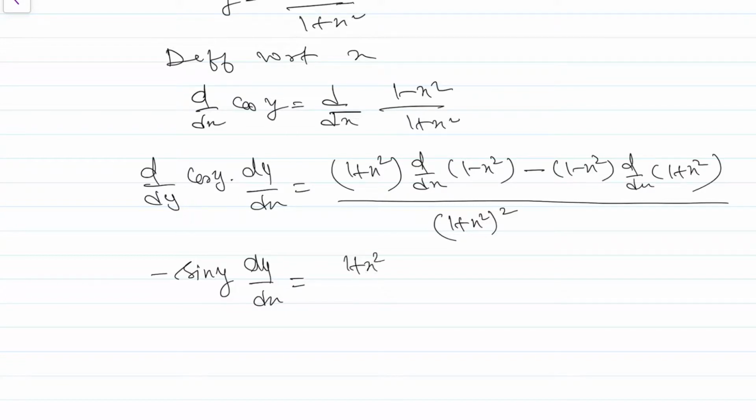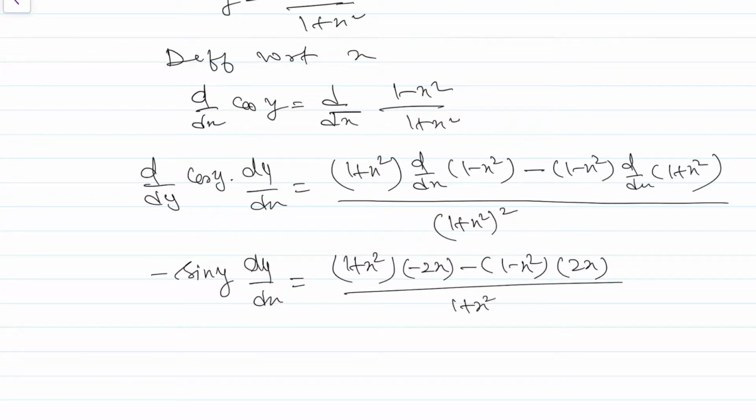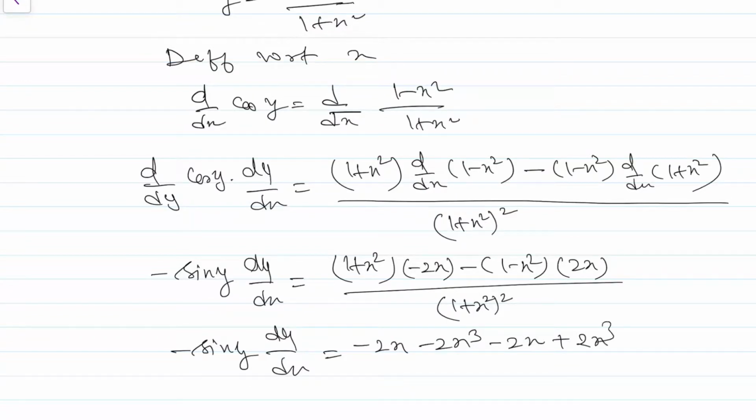is equal to 1 plus x square into the derivative of 1 minus x square, which is minus 2x, because the derivative of 1 is 0 and the derivative of x square is 2x, minus 1 minus x square into 2x, divided by the square of 1 plus x square. Minus sine y into dy over dx is equal to minus 2x cube minus 2x plus 2x cube divided by 1 plus x square whole square.